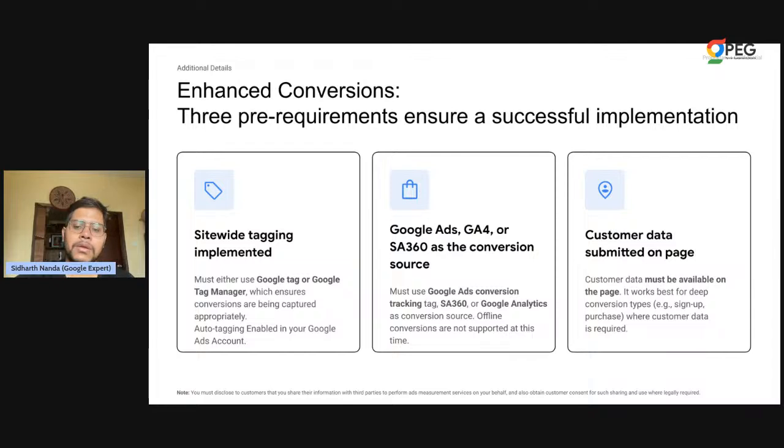When it comes to techniques for enhanced conversions, there are three primary prerequisites to ensure successful implementation. First, the customer's website must be tagged through Google Tag Manager or Google Tag, whichever suits you, with auto-tagging enabled in the customer's Google Ads account. Secondly, the customer must use Google Ads, GA4, or SA360 as their main conversion source. And finally, enhanced conversions involve leveraging and augmenting first-party data, so it is crucial that the customer data is available on the customer's webpage. This basically works for deep conversion types, for example, sign-up pages or purchases where the customer data is required.